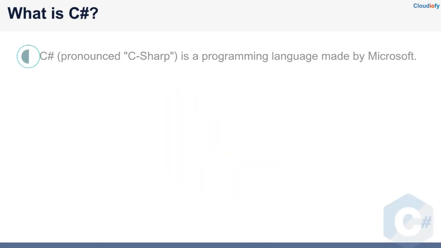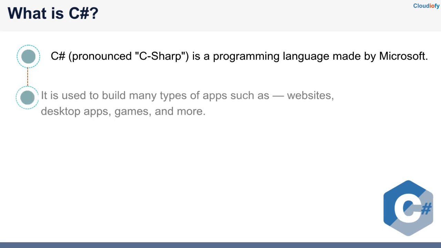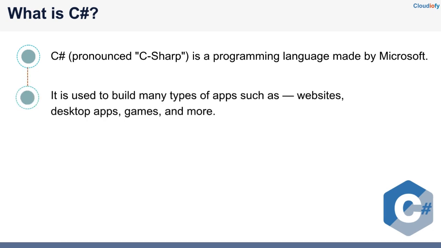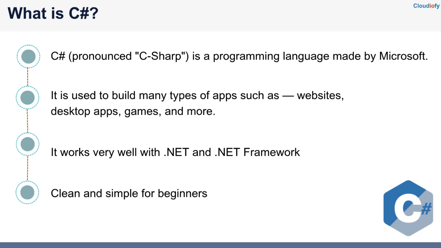What is C#? C# is Microsoft's programming language, and it works hand in hand with the .NET platform. You can build all kinds of stuff with it: web apps, desktop apps, mobile apps, even games using Unity. It works very well with .NET and .NET Framework. And the best thing, it's easy to learn and super beginner-friendly.